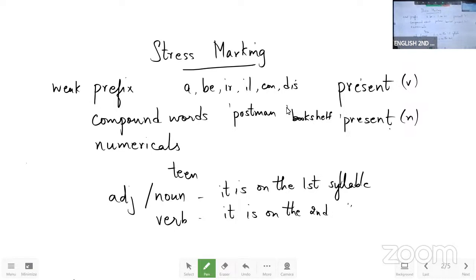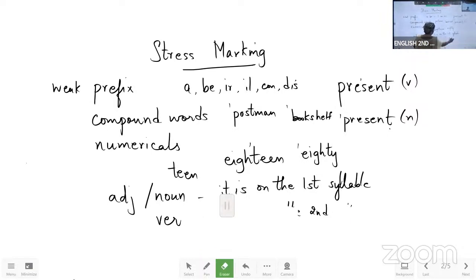Again, numericals and teens are very clear-cut. Before teen, like 18, you put it before teen. But if it is 80, it is the first syllable. This is very easy for you to remember. An adjective or noun, it's on the first syllable. And if it is a verb, it is on the second syllable. So I hope you have understood this, children.